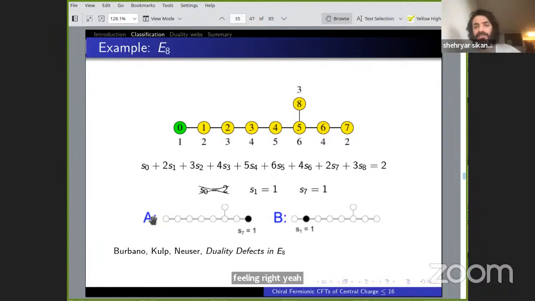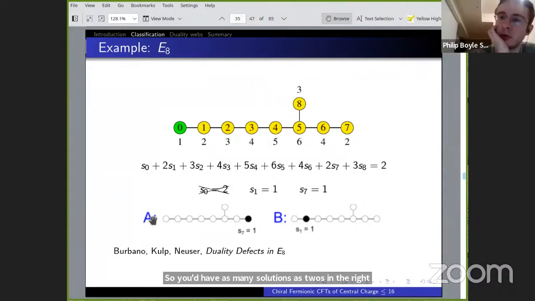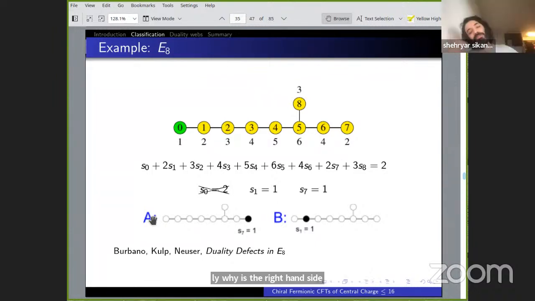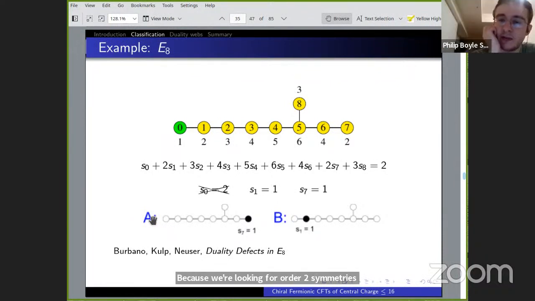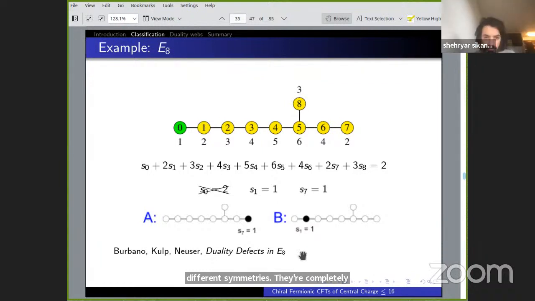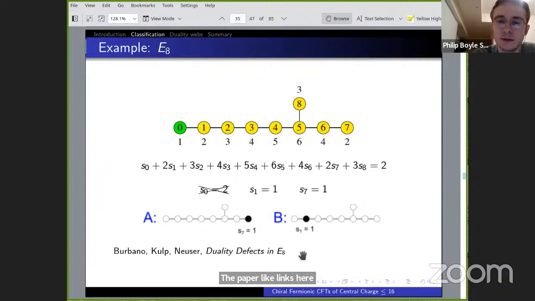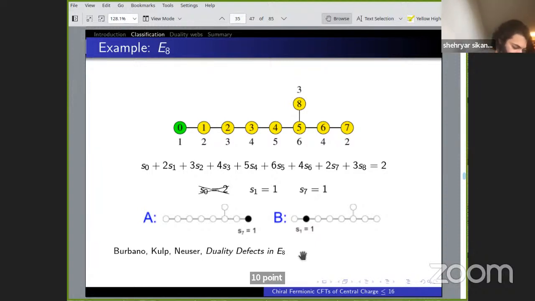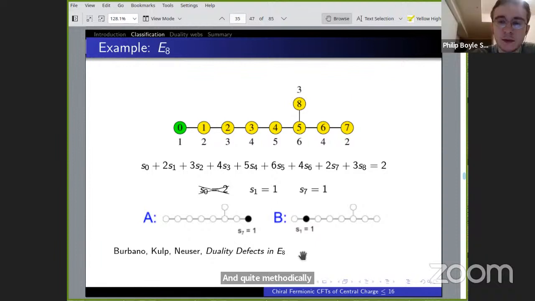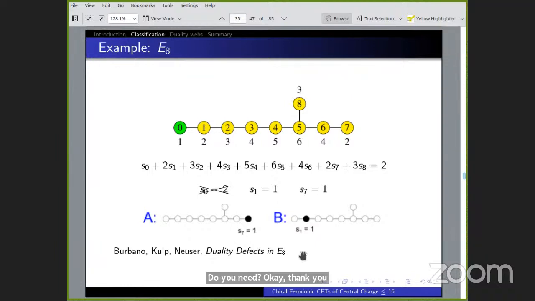Right. So why is the right-hand side two in this case? Because we're looking for order two symmetries. In fact, for E8, this is done for lots of different symmetries. They're completely classified in the paper that I've linked here, quite methodically and tabulated. Okay, thank you. Although they go further and construct the extra element that extends these Z_m to Z_m extended by gamma.